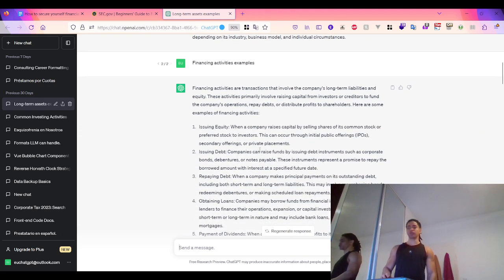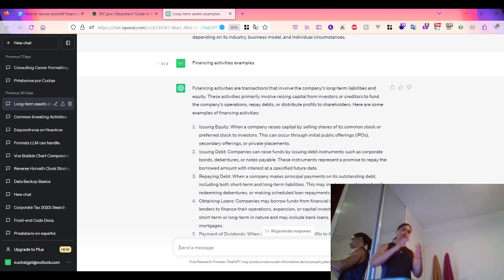So these are the investing activities. For example, if a company purchases equipment, this activity is registered as a cash outflow because cash was used to do that. However, if a company decides to sell some of its investments, well, this activity is registered as a cash inflow.